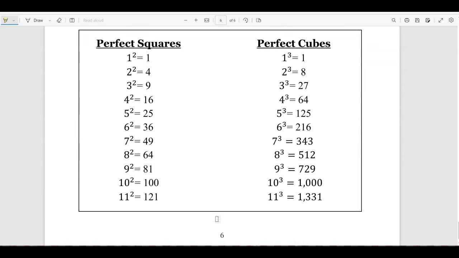And finally, our perfect squares and perfect cubes. So these should all be numbers you're familiar with. I have them written out here for reference, so these numbers should be jumping out at you when you're working on problems that involve squares or cubes. You can always use your calculator to check it, but you should be familiar with these numbers because it will help you recognize the technique earlier.